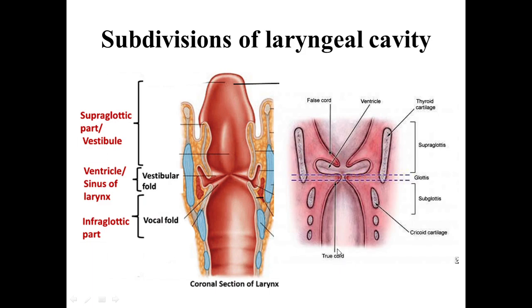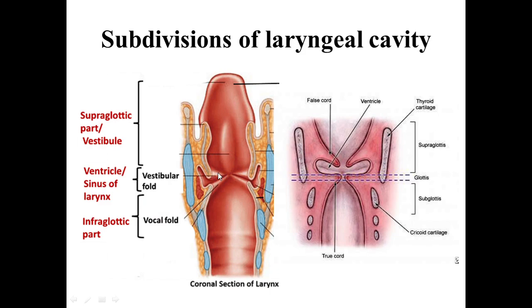Now, what are the divisions of the laryngeal cavity? This is the coronal section of the larynx, and the cavity of the larynx is divided into three parts by the vestibular folds and vocal folds. We have seen within the cavity there are two folds, the vestibular fold and vocal folds. These are two mucosal folds, that means they are covered by mucous membrane.